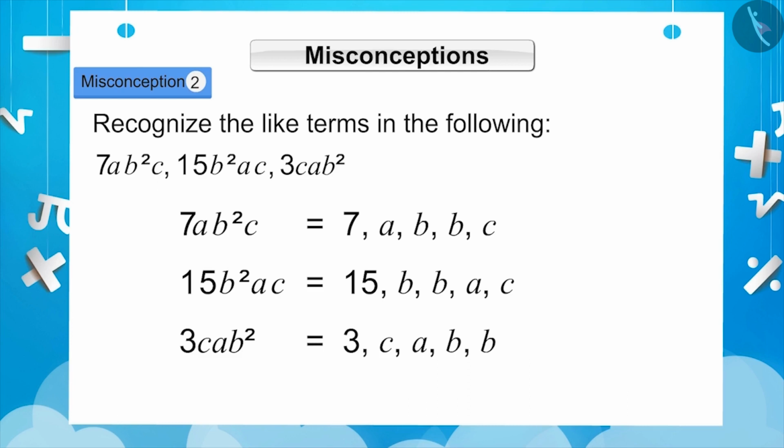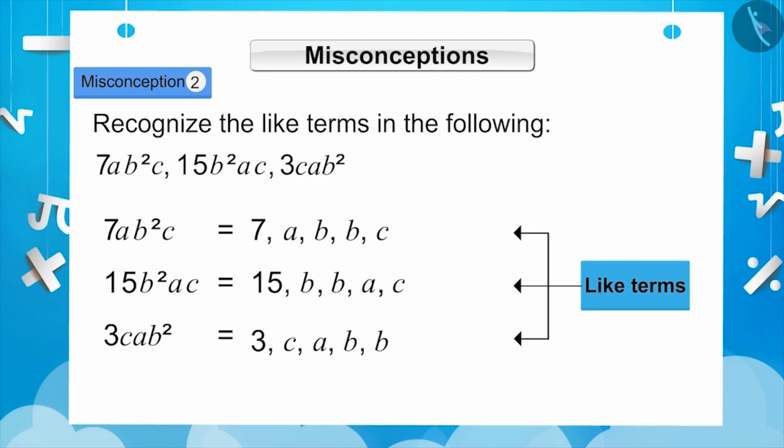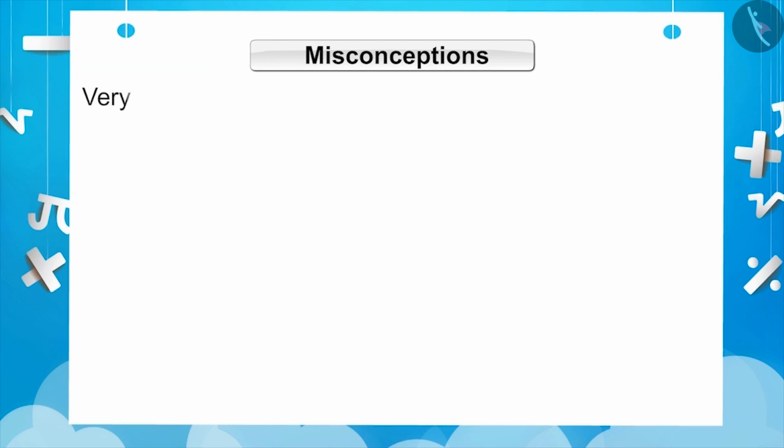It is important to note here that the variables of the three terms are a, b, c, but their order is different from one another. This means they are not written in proper order. As we know, terms with like variables are called like terms. Here, variables of all three terms are a, b, c, which are like or similar. Therefore, they all are like terms.